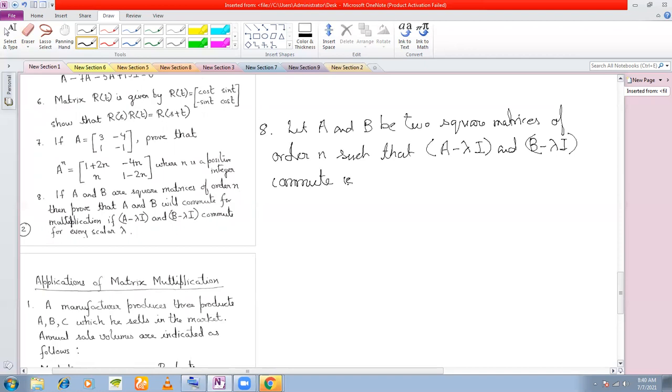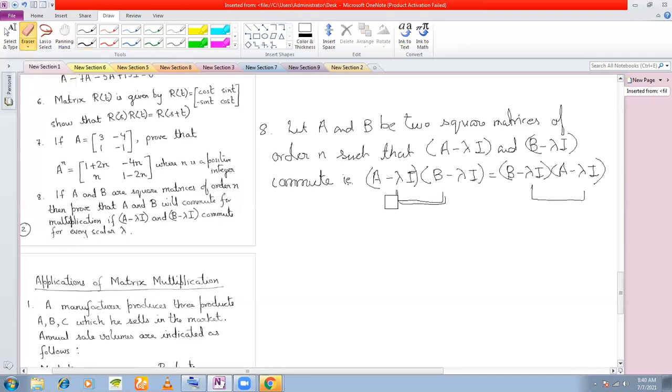That is, A minus lambda I and B minus lambda I commute means (A minus lambda I) into (B minus lambda I) must be equal to (B minus lambda I) into (A minus lambda I). Right? This is the commutative property with respect to multiplication. These two matrices commute. That means the product of these two must be equal to the product of these two.